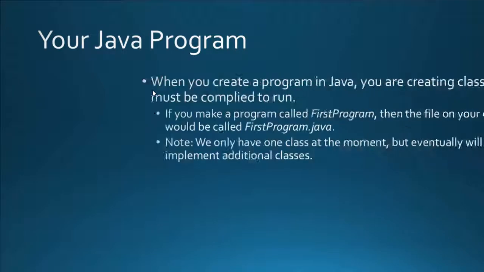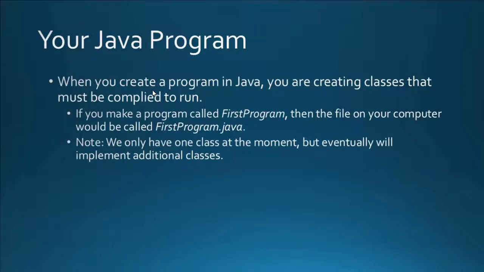So let's look at our Java program. When you create a program in Java, you are creating classes that must be compiled in order to run. So let's say we make a program called first program. Then the file on your computer is actually going to be called firstprogram.java. If you notice, we only have one class right now, the main class. But eventually, we're going to get into implementing additional classes.